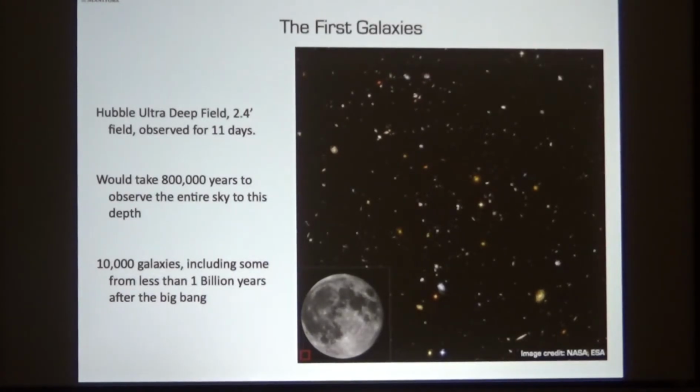And it took 11 days, well, it actually took a year to obtain all the frames for this image, but the total observation time in the stacked frames that produce this is 11 days' worth of observations. If you were to do the entire sky to that depth with the Hubble Space Telescope, you're looking at around 800,000 years. I think. I did that calculation on the back of an envelope earlier, so it might be wrong.